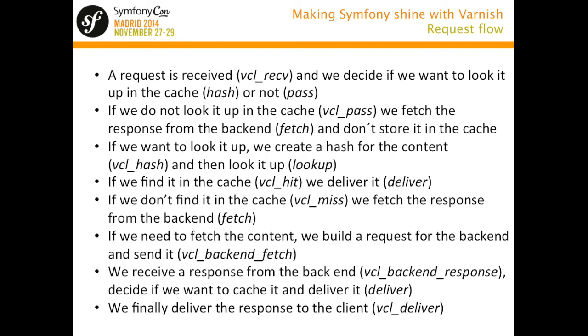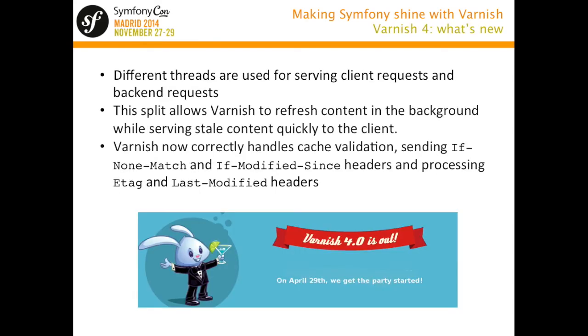So when we decide that we need to fetch content from the backend, we build a new request for the backend and send it to the backend. And then when we get this response back, we call another routine. And then finally, all these routes come to an endpoint, which is where we deliver this response back to the client. So as you say, the flow can look complicated, but the main flow is more or less quite easy. So what's new in Varnish 4? There are a couple of things which I think are the most important ones.